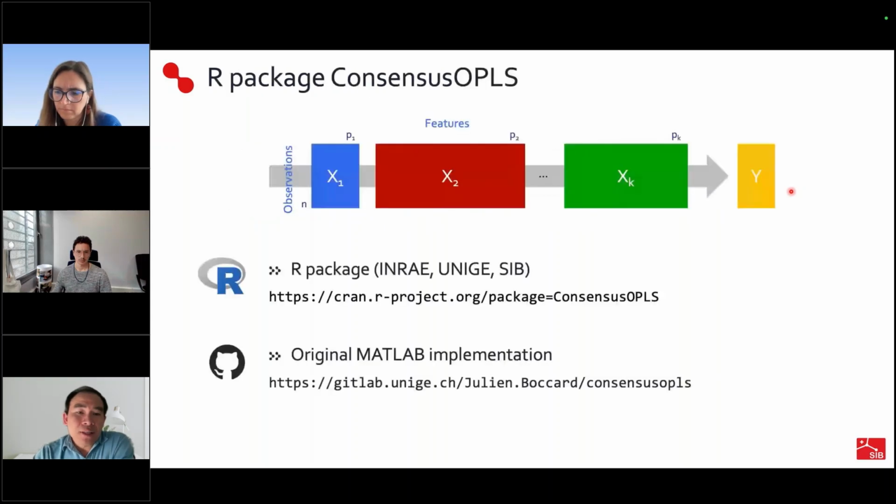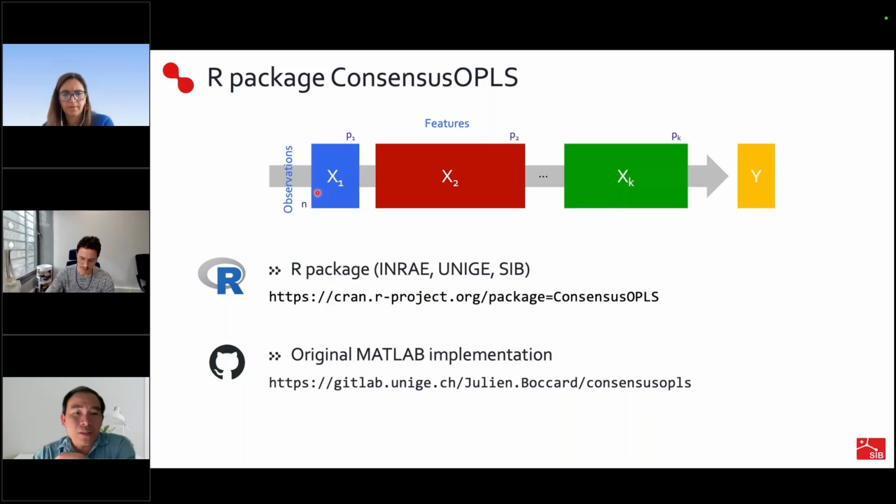So this method was developed by Julien Boccard from the University of Geneva, and we redeveloped it in R as an R package with new functionalities: improving the computing time, bringing the capacity to deal with multiple classes, different kernels, kind of nonlinear kernels, and also the capacity to predict new samples and to provide the interpretation of the model as well.